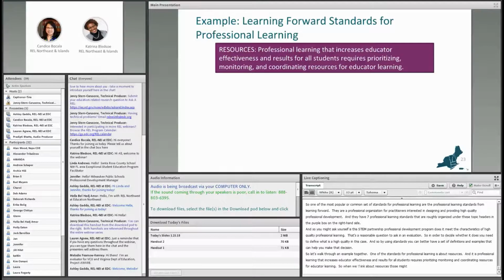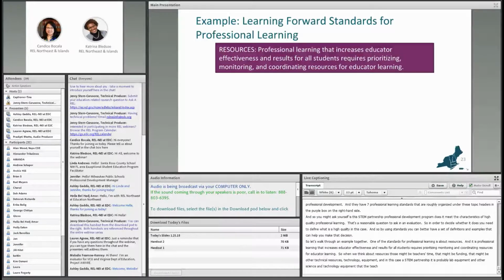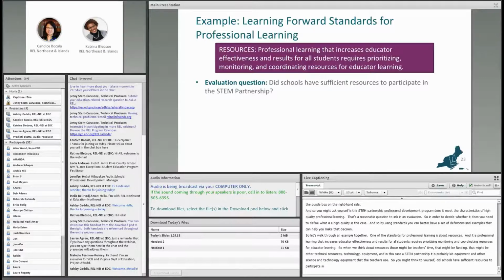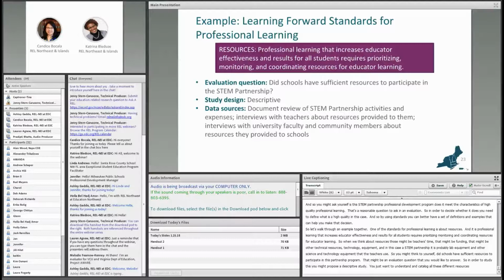So when we think about resources, those might be teachers' time, that might be funding, that might be other technical resources, technology, equipment. In this case of the STEM partnership, it's probably lab equipment and other science and technology equipment that the teachers use. So you might think to yourself, did schools have sufficient resources to participate in this partnership program? That might be an evaluation question that you would like to answer. So in order to study this, you might propose a descriptive study. You just want to understand and maybe catalog all of these different resources or lack of resources.